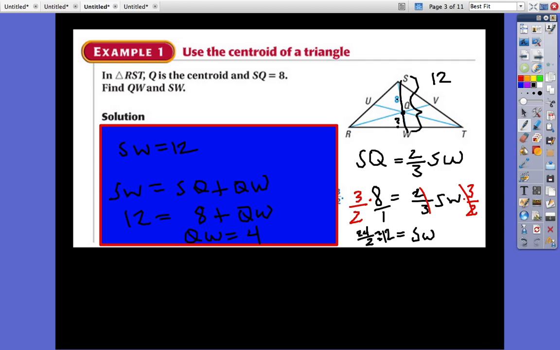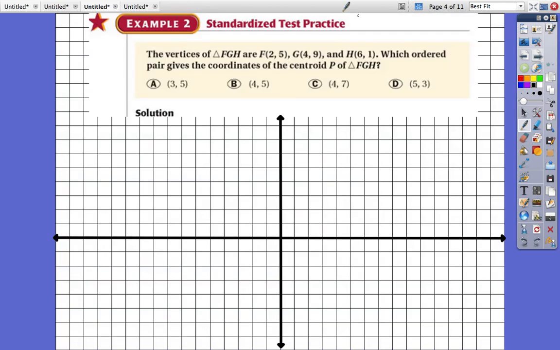All right, moving on. Here we have it on a coordinate grid. It says the vertices of triangle FGH are F (2, 5). So let's graph that right away. This is F, which is (2, 5). G, which is (4, 9). And (6, 1).